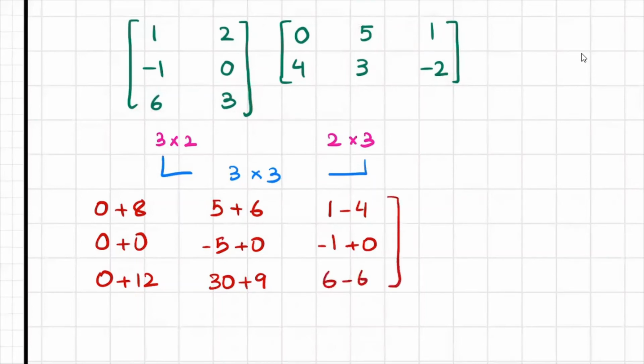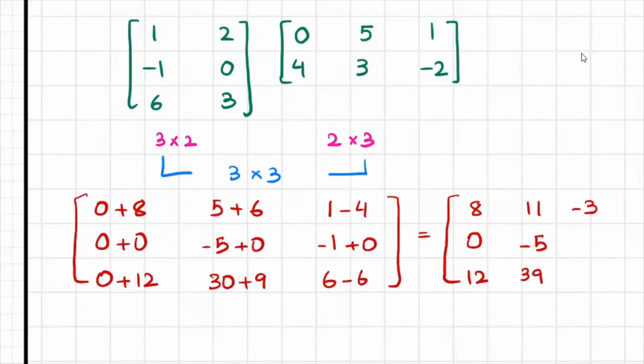So let's simplify them now. This is my answer and I'm going to simplify them. 0 plus 8 is 8. 0 plus 0 is 0. 0 plus 12 is 12. 5 plus 6 is 11. Minus 5 plus 0 is minus 5. 30 plus 9 is 39. 1 minus 4 is minus 3. Minus 1 plus 0 is minus 1. 6 minus 6 is 0.